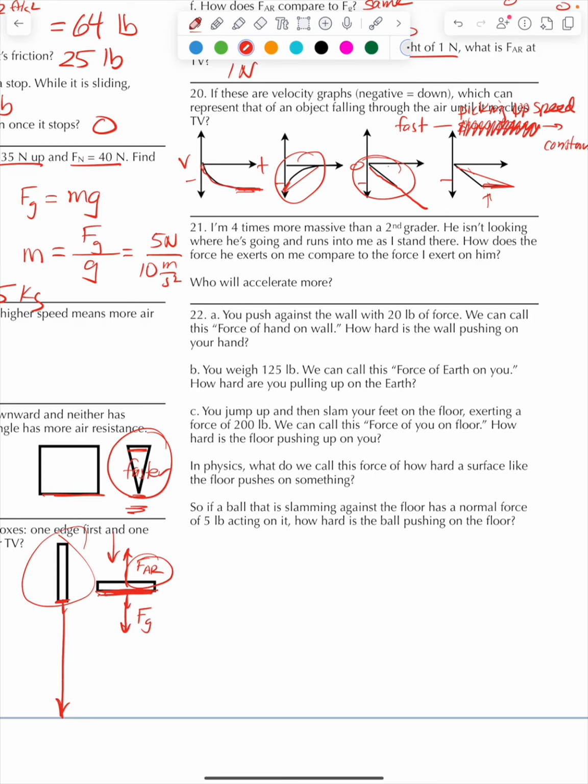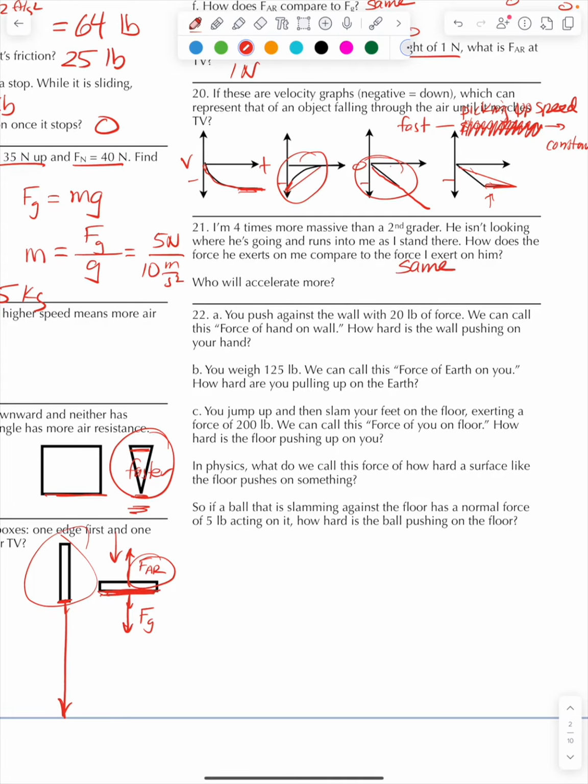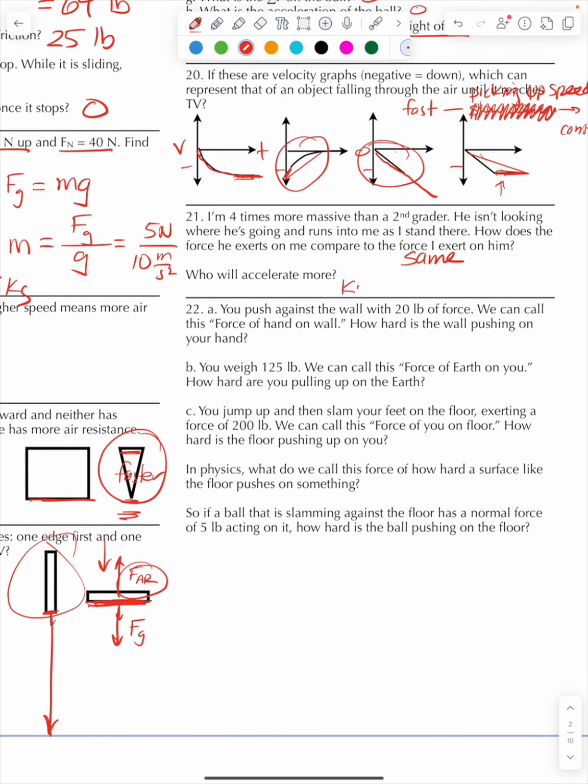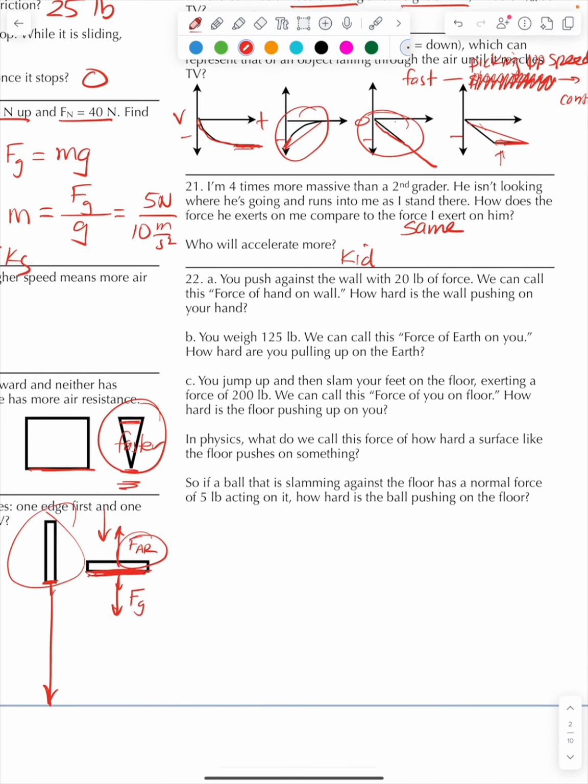Back to the third law. Equal and opposite. So same force. But who will accelerate more? Well, your acceleration depends on the force on you and your mass. So we both exert the same force. If he runs against me with 30 pounds of force, I'm pushing on him with 30 pounds of force. So we both experience the same force, but who has more inertia? Me. So I'm not going to accelerate very much. So the kid will have more acceleration, not because he has more force on him, but because he has a smaller inertia, which allows him to accelerate more.